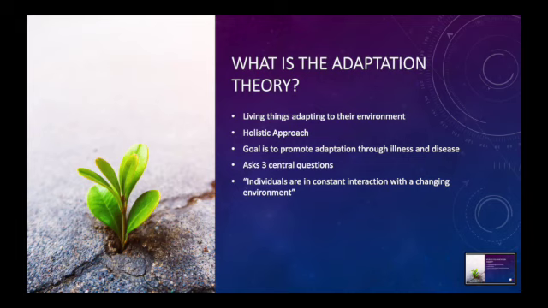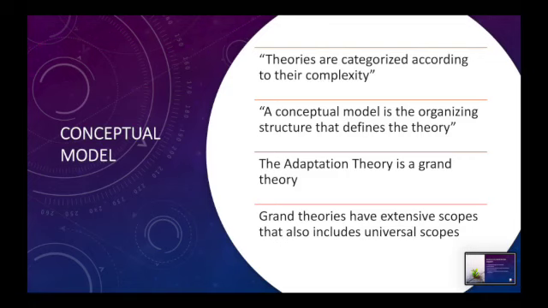So all of the nursing theories can be categorized differently, and they are categorized by how complex each theory is. So a conceptual model is an organizing structure that defines the theory. And the adaptation theory is a grand theory, which makes it one of the more complex theories. Grand theories have extensive scopes that also include universal scopes, which means that they are the most complex theories and they involve many different parts.